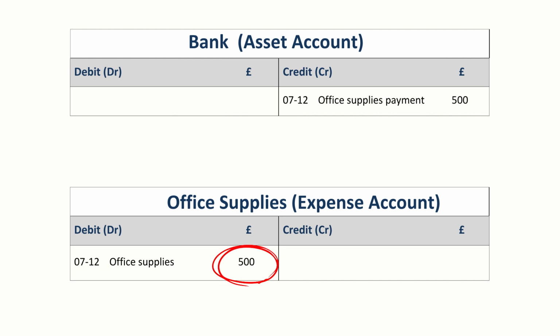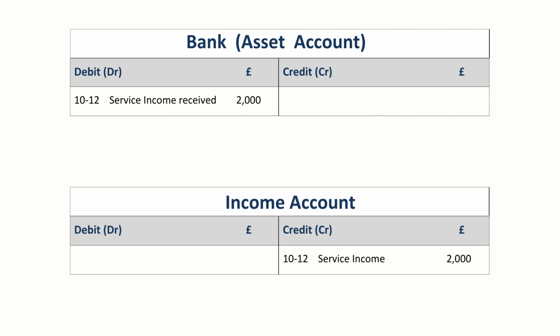because our expense increased, and credit bank £500 because our cash decreased. Office supplies is an expense, and expenses always increase on the debit side. The bank account is an asset, and assets decrease on the credit side when we spend money. Now, let's look at another transaction.